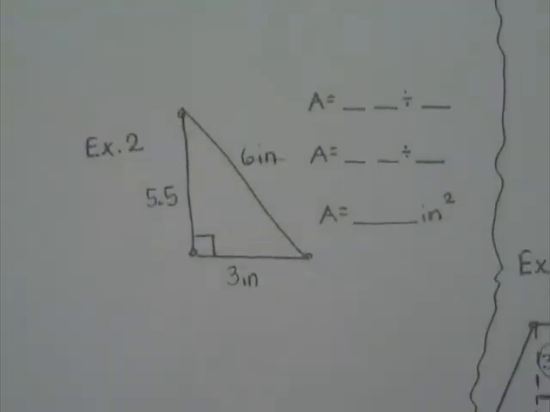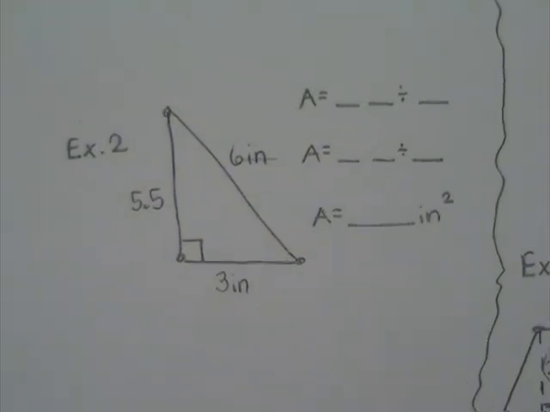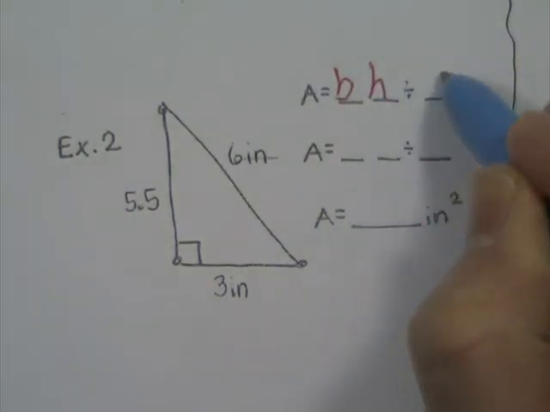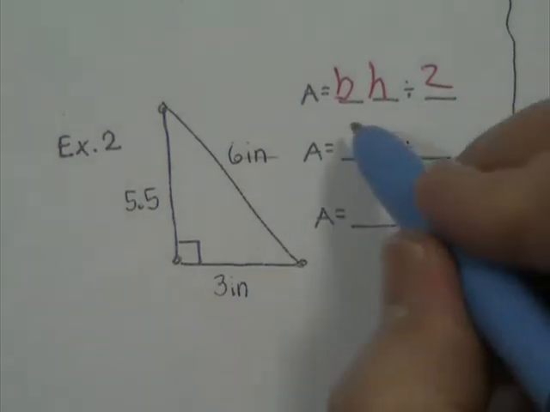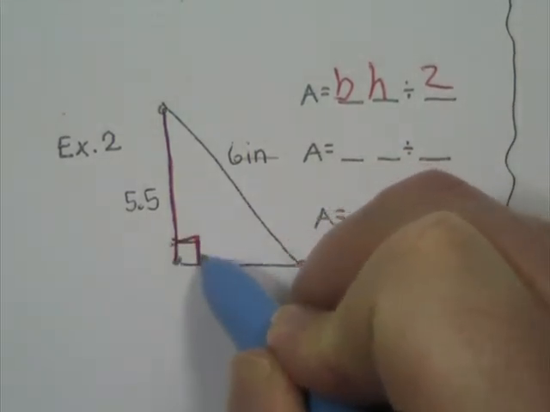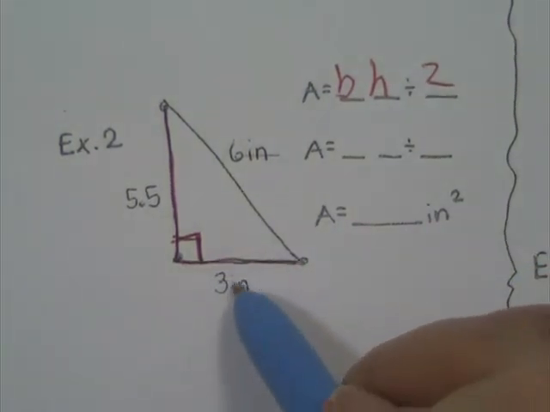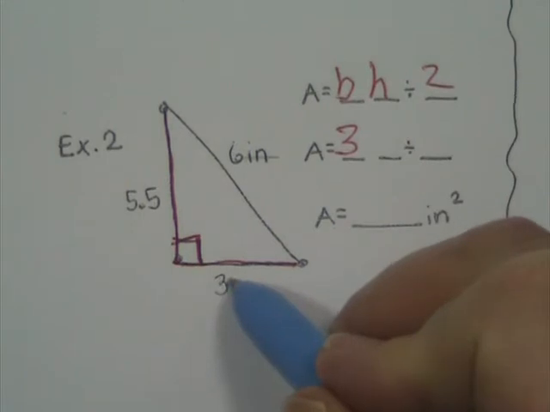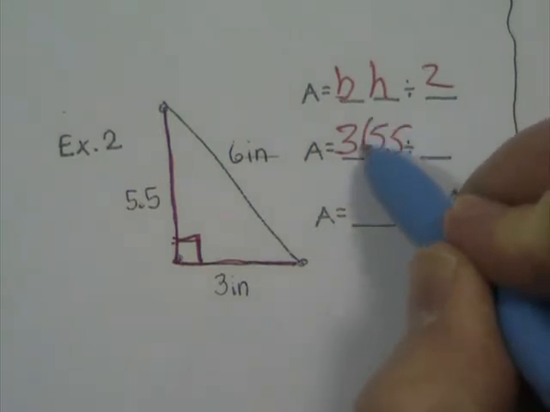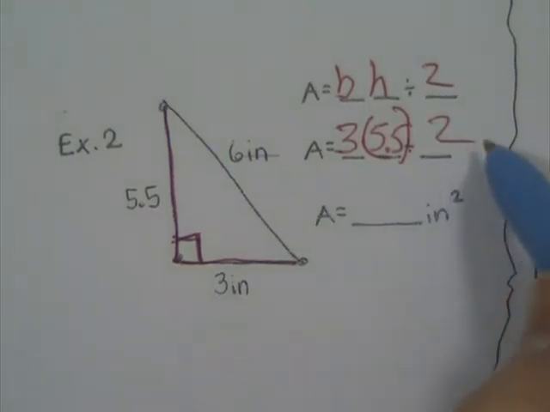Okay, let's go down to the next example. Our formula is base times height divided by 2. I'm looking for that H. There it is right there. That's our height, 5.5, and here's our base. That's 3. So it's 3, the base, times the height, 5.5. I'm going to put parentheses just so we don't get mixed up on the decimal point. And then that's divided by 2.